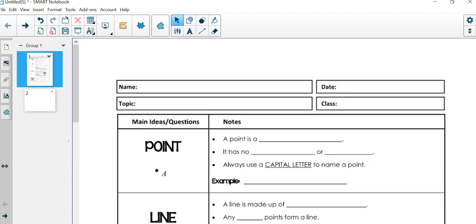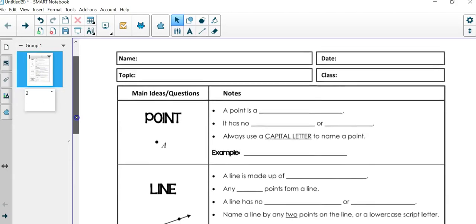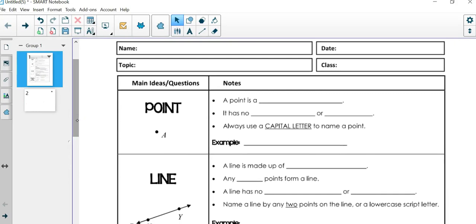All right. So here we have, I want you now to go ahead and answer these questions. So I'm going to let you take about a minute and think about it. What is the point? We just went over the definition of the point. It has no what? And you always use a capital letter to it. Yeah. So take about 10 seconds to think about it.